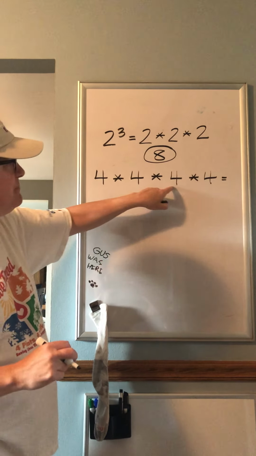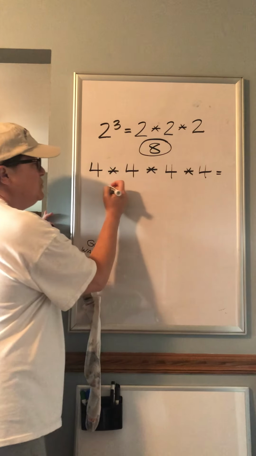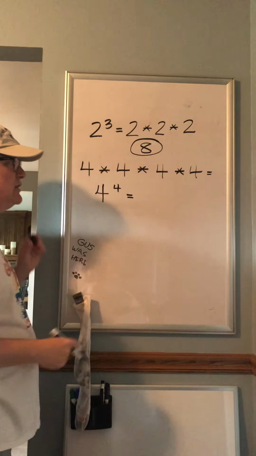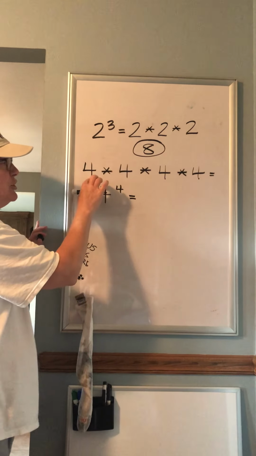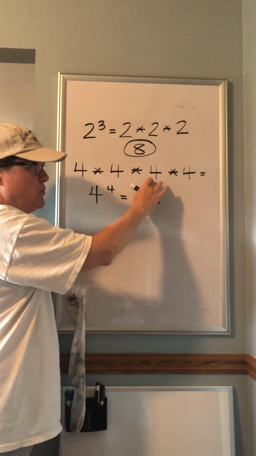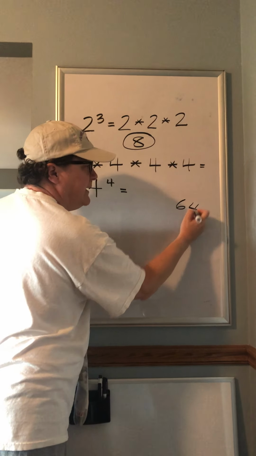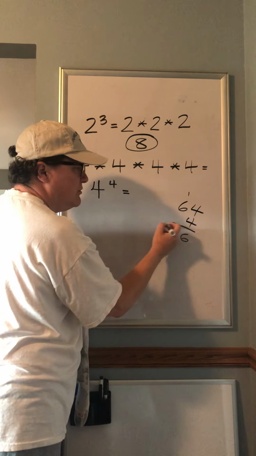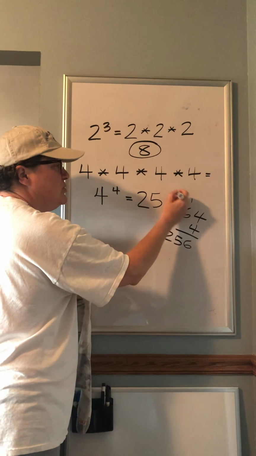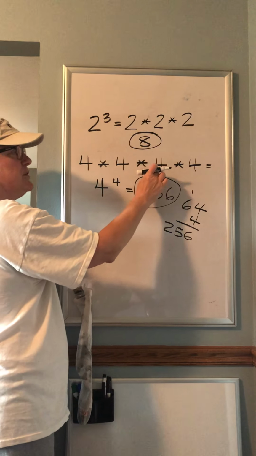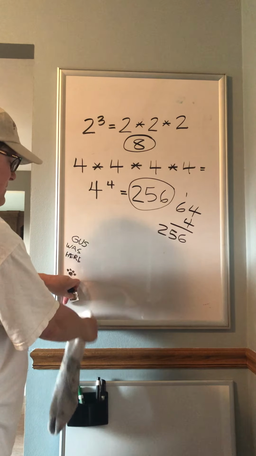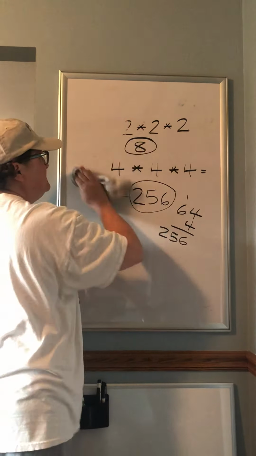Let's say that they have it set up like this, 4 to the fourth power. So you would write that as your base 4 and your exponent as 4. But if it's asking you to solve it, then you need to do that. You're going to take 4 times 4, which is 16, times 4 is 64, times 4 is 256. So 4 to the fourth power, the answer is 256, or 4 times 4 times 4 times 4 equals 256. So on those problems with exponents, that's what you need to do.